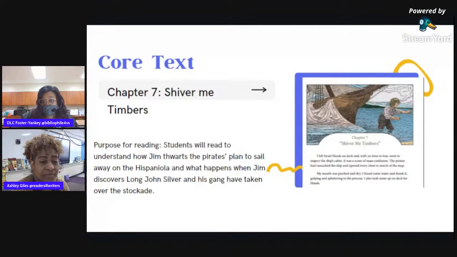All right, so we are Team 3 DLCs, and we are discussing fourth grade Unit 8, Treasure Island. And in this video, we're on Lesson 10, Shiver Me Timbers. Let's jump over to our presentation.